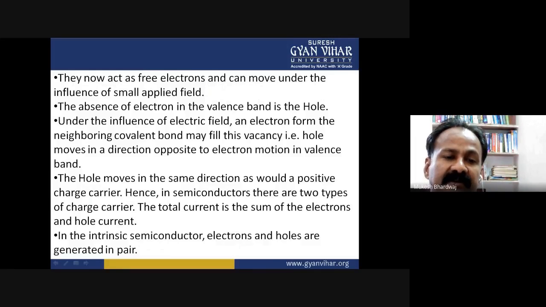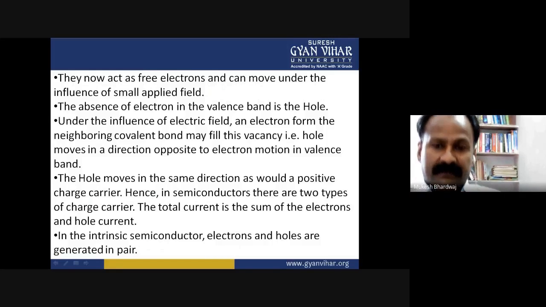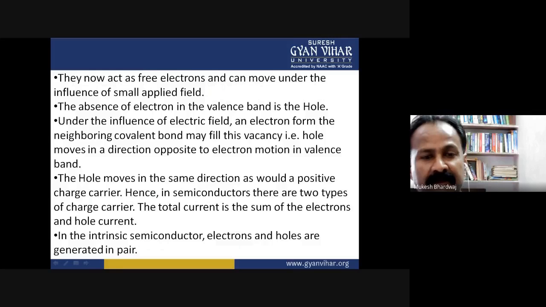In an intrinsic semiconductor, electrons and holes are generated in pairs. Obviously, they are in pairs: when an electron takes part in conduction, it leaves a vacancy over there, and that vacancy is known as a hole. So when any electron takes part in conduction, it creates a vacancy or a hole. So we can say that in an intrinsic semiconductor, electrons and holes are generated in pairs.